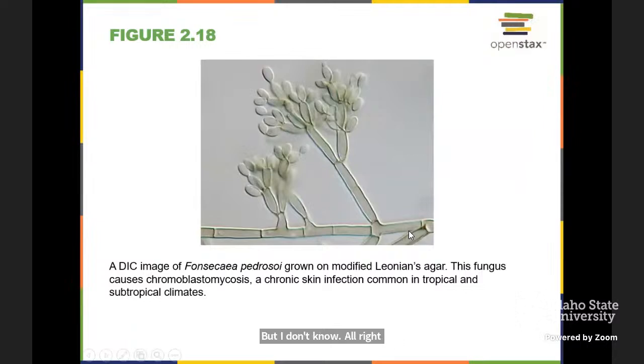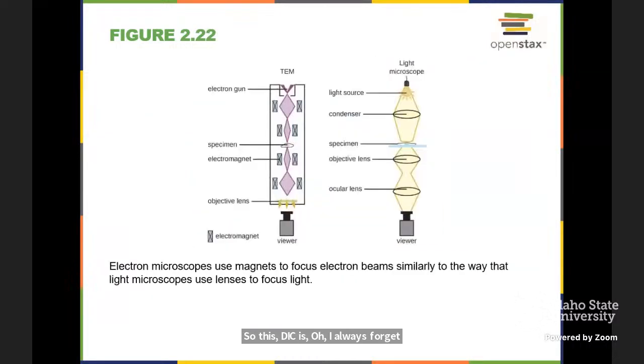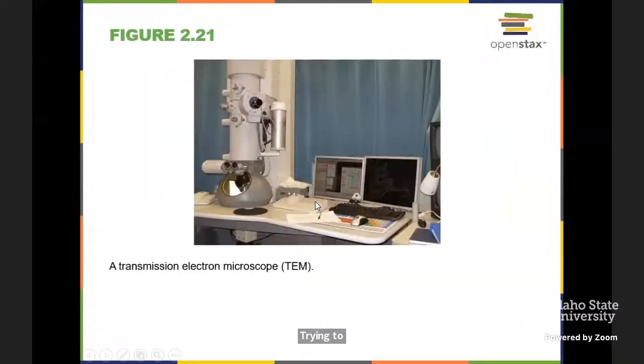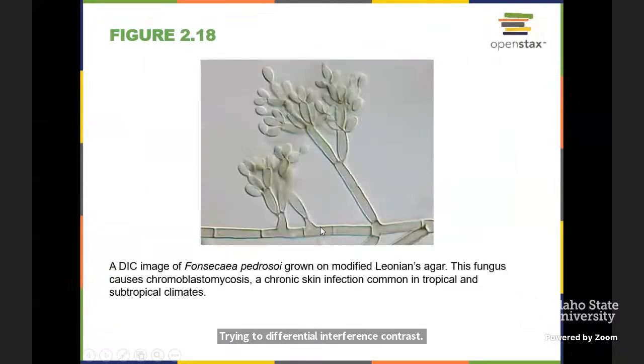So this DIC is, oh, I always forget it, differential something. Differential interference contrast. Whew, I had to scroll down to it because I'm like, I won't remember it. All right. You'd think I should. I always forget it. I'm like, why? Why? Because I don't deal with any of this stuff.